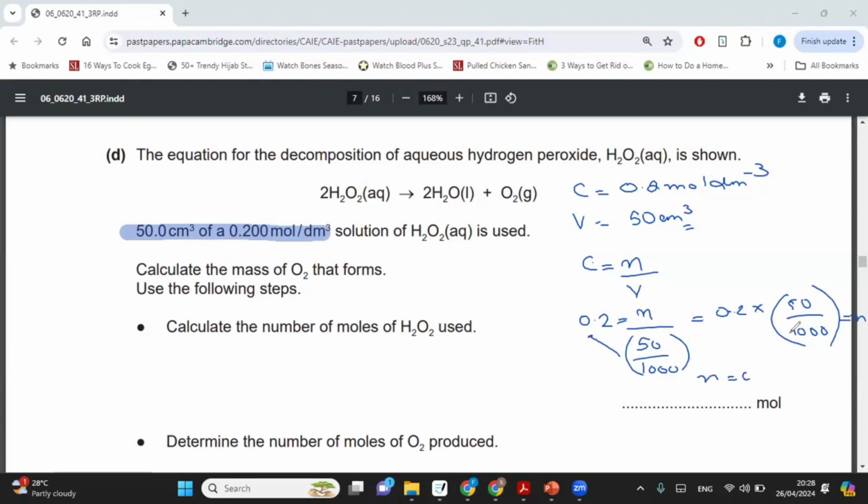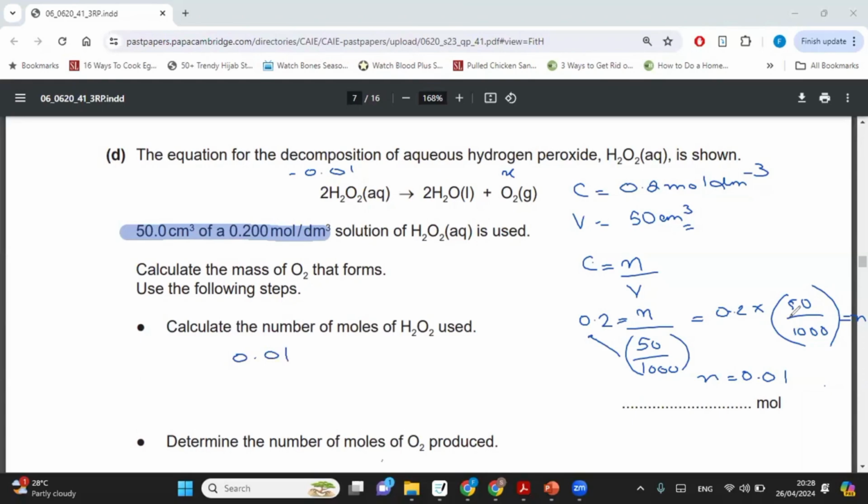Now you can see that I have the number of moles of hydrogen peroxide. So this is what you were asking me. How do we deduce the moles of the oxygen? So we have to find out the moles of oxygen. Now, this is how you guys are going to do it. Look, what are the moles of hydrogen peroxide? 0.0.